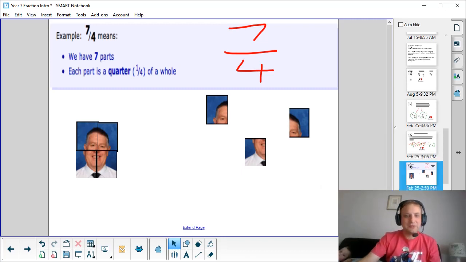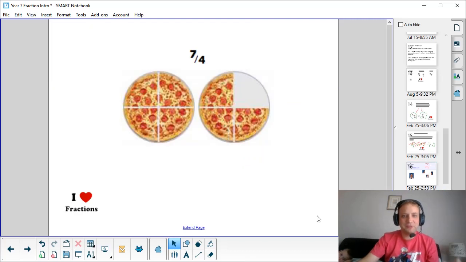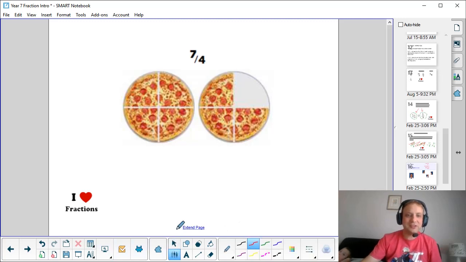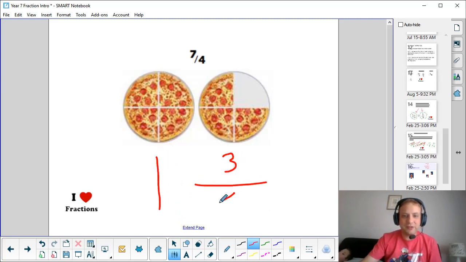Maybe it'll make more sense if we look at something more sensible like pizza. Pizzas can be cut into 4 pieces, if I eat 7 quarters of a pizza, which I have done before, that means I've eaten more than a whole pizza. Okay, my first 4 quarters encompassed this first pizza, then I've got 3 quarters left over. So essentially the answer to this question, if the question was, what is this as a mixed number? I have 1 whole and I have 3 quarters left over. Okay, and 1 whole and 3 quarters, you can see, is the same thing as 7 quarters.